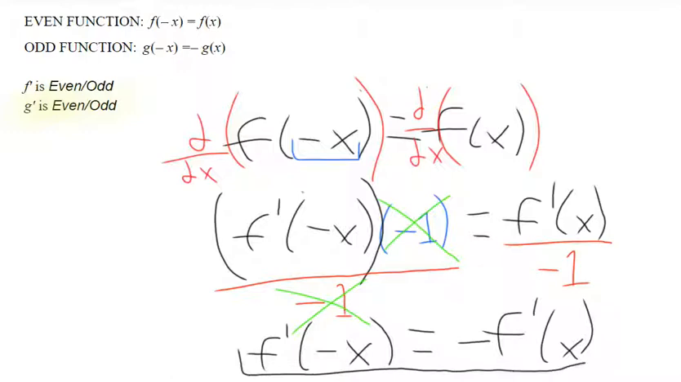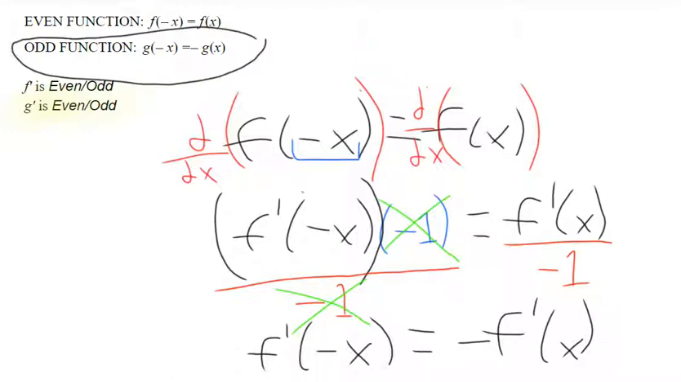This is precisely the definition of an odd function. If you put in a negative, you can take the negative on the outside. So we found that the derivative of an even function is odd.